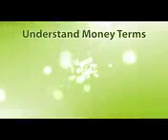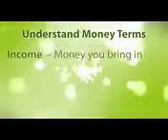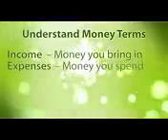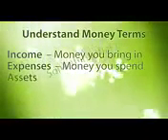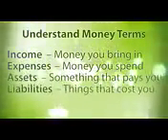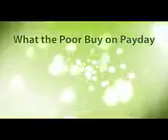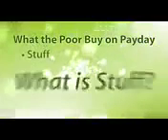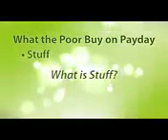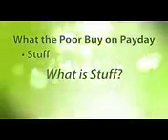One more time on the definitions just to be very clear before we continue. Income is money you make, expenses are money you spend, an asset pays you, and a liability costs you. Now let's look at what the poor buy on payday. On payday, the poor buy what I'm going to call stuff. What is stuff? Inexpensive things that people buy that they don't really need to survive.